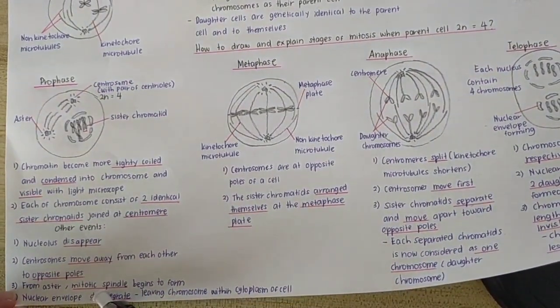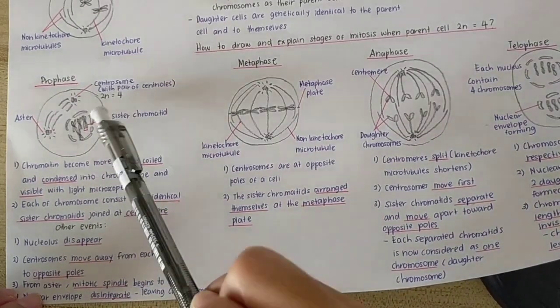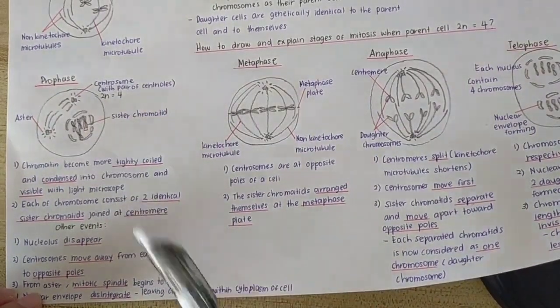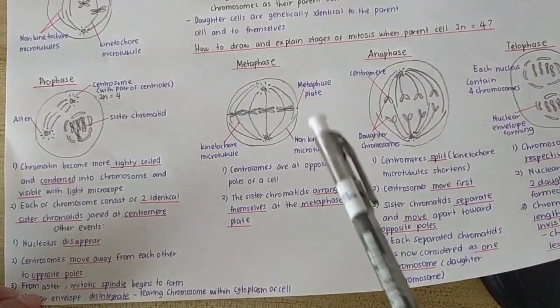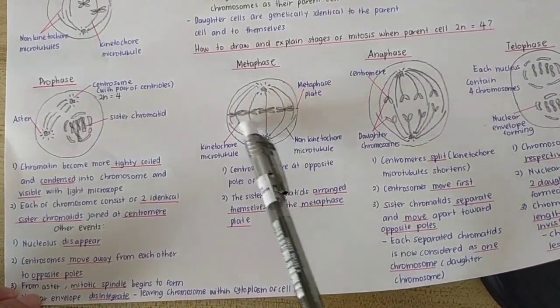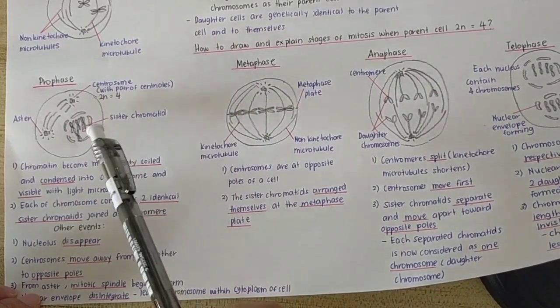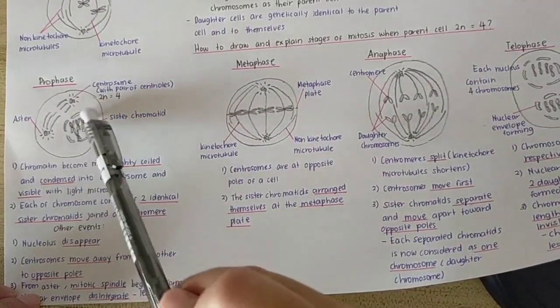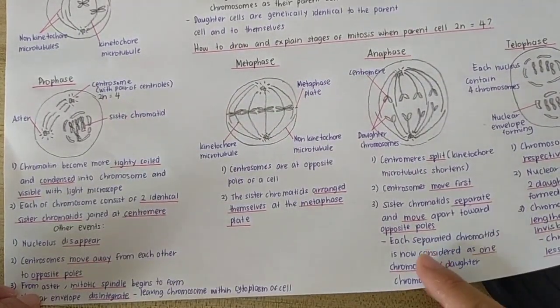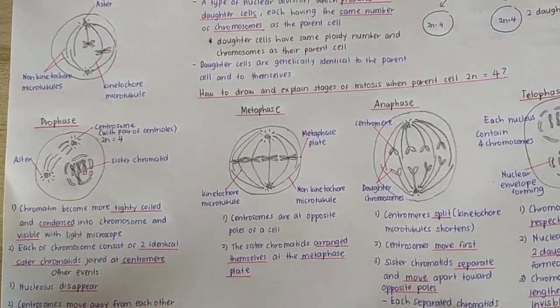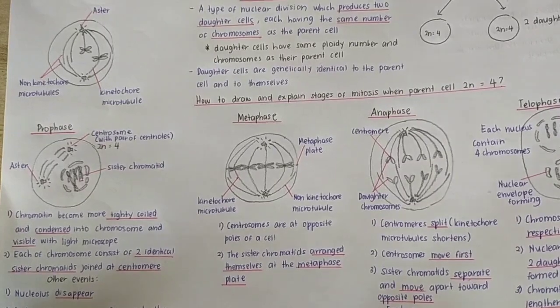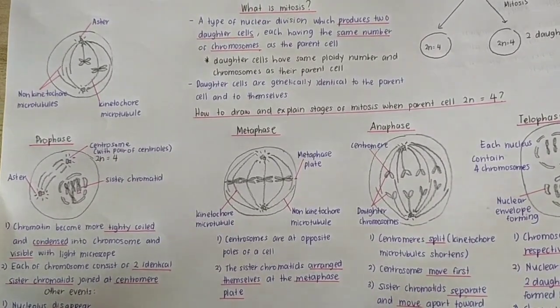And then the nuclear envelope disintegrates. This nuclear envelope will disintegrate, which will leave the chromosomes within the cytoplasm of the cell. Macam ni lah. Maksudnya dekat sini tak ada nuclear envelope. Sebab apa? Pada stage prophase, nuclear envelope will disintegrate. And then you have to know about the structure of the kinetochore microtubule and also the non-kinetochore microtubule.